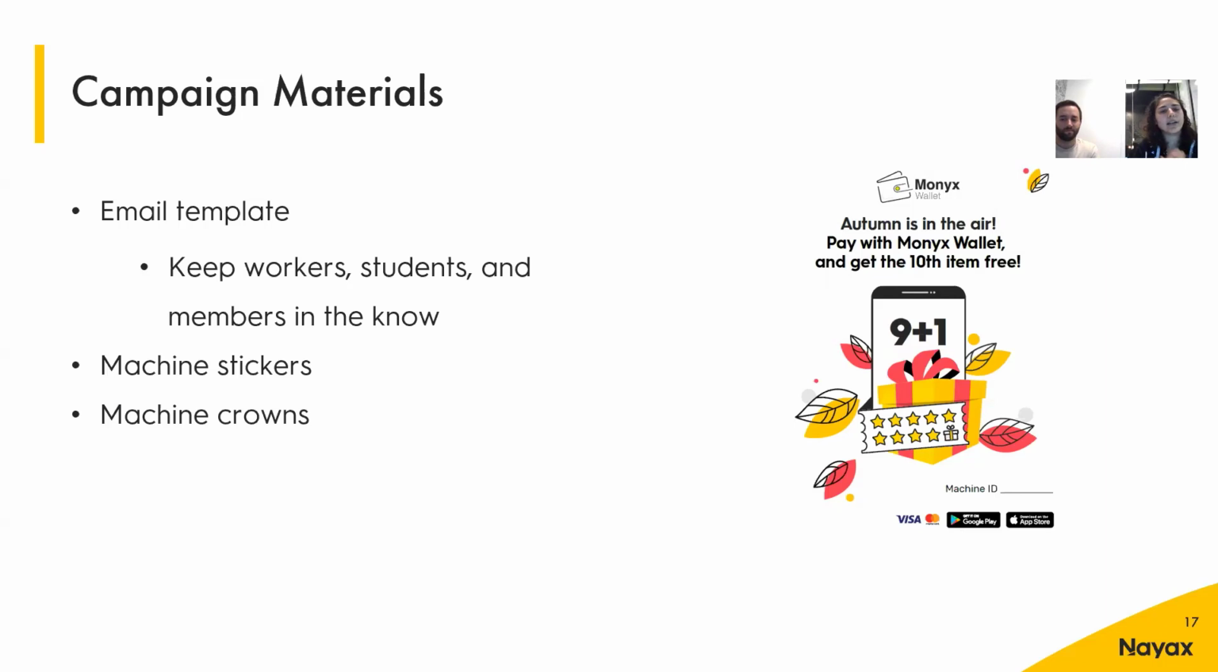There are machine stickers that you can print and put on the machine. And in our resources page, which is on monyx.com, resources, there are machine crowns that you can print. Machine crowns are a great way to always advertise Monyx without damaging the machine. It's not a secret that you need to take off. It can always be on the machine and easily removable because it's cardboard. So those are the materials.